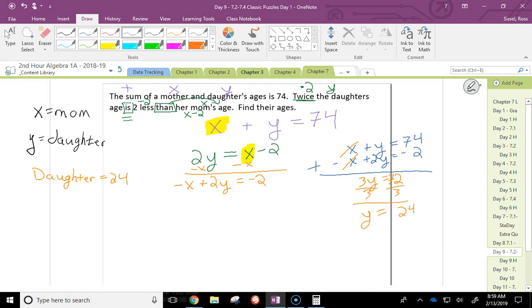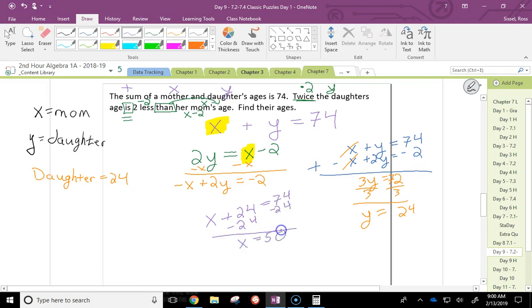So now I can take this 24 and go to the easy equation. Going back to this very first equation, X plus 24, y was 24, is 74. Minus 24, x is 50. You have to be careful what you say.